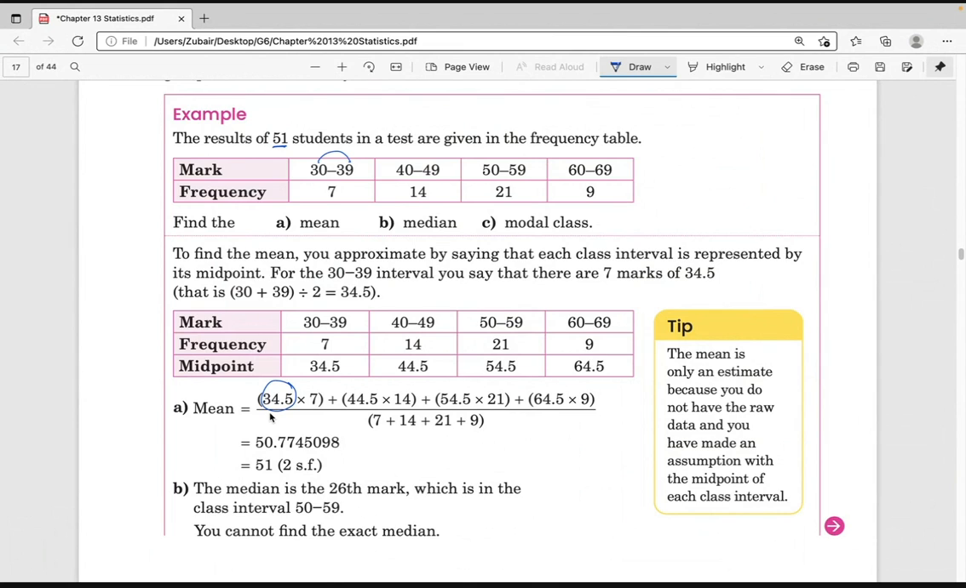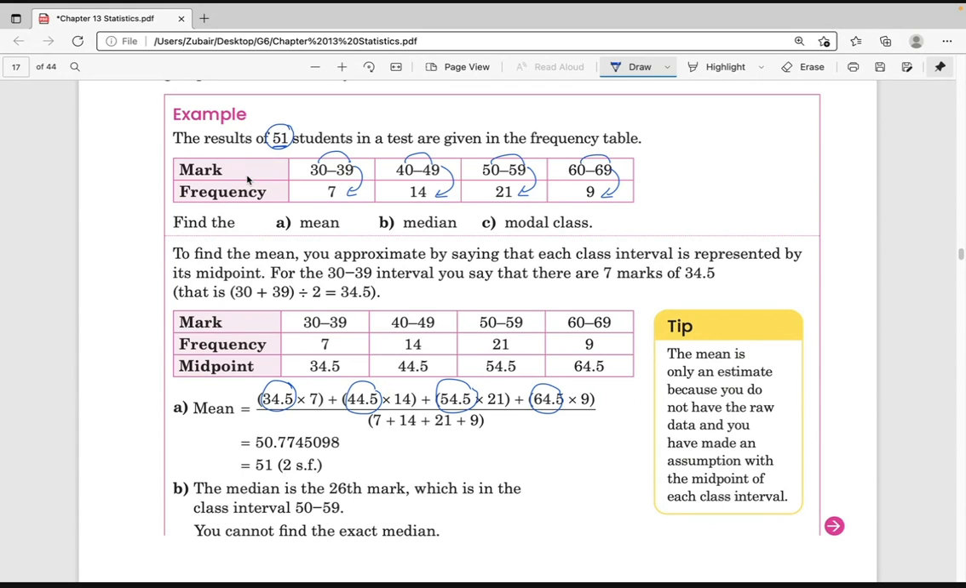And somehow we get used to the sequence. If 30 and 39 has 34.5, then 40 to 49 will have 44.5, 50 to 59 will have 54.5, 60 to 69 will have 64.5. We get used to the sequence all the time. We don't use the calculator. We'll just do midpoint into 7, midpoint into 14, midpoint into 21, midpoint into 9, divided by 51 altogether.